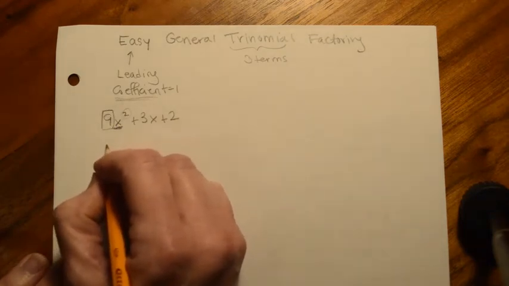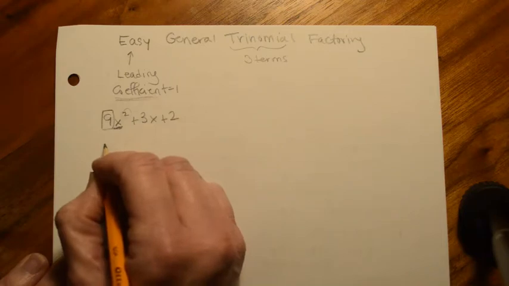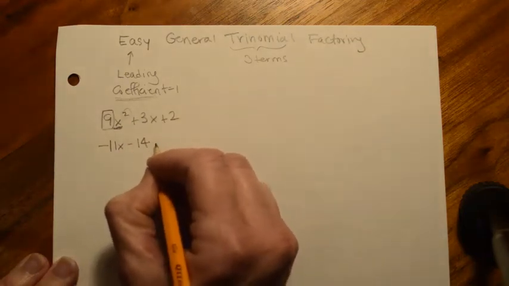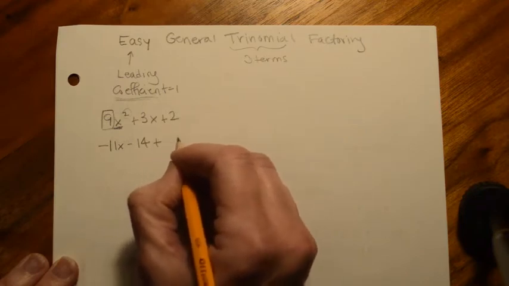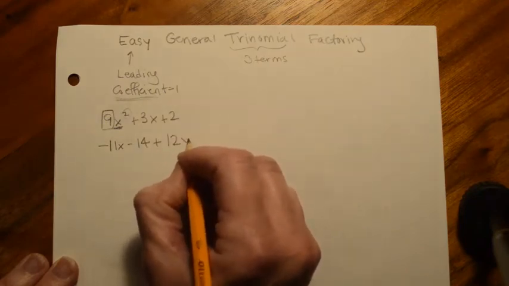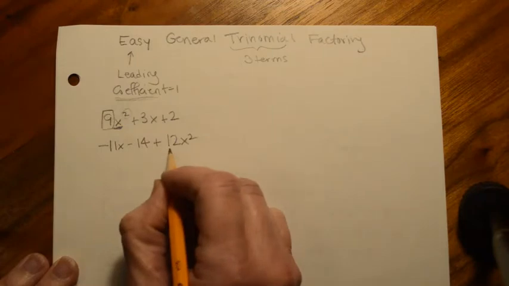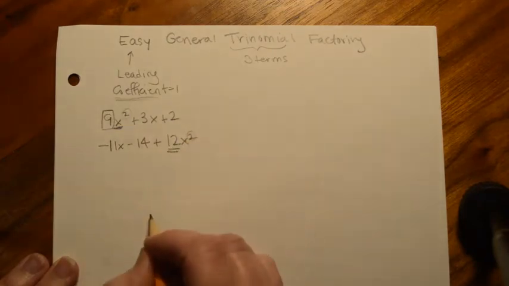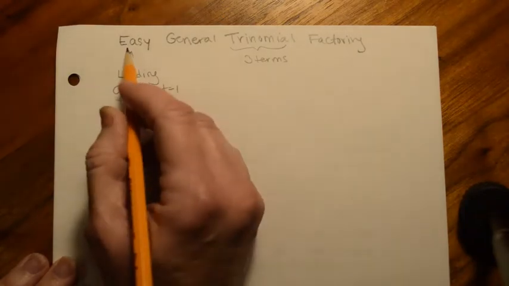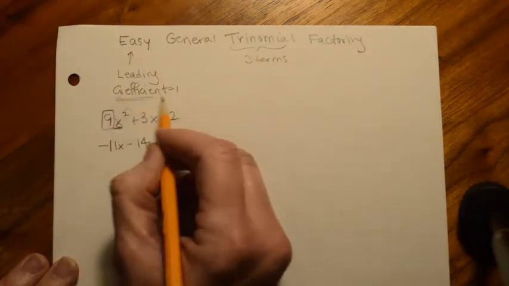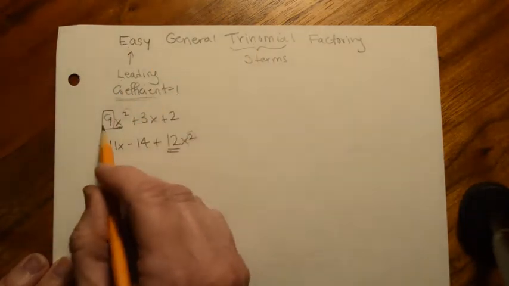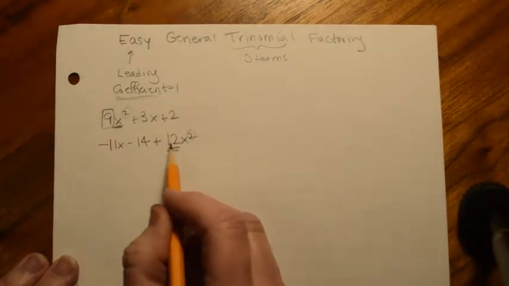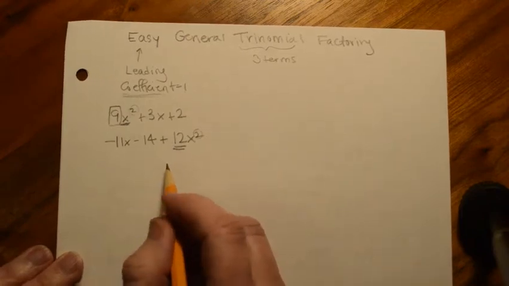So let's say if we did negative 11x minus 14 plus 12x squared. Again, I look for the variable that has the highest exponent. That's this guy. So this is the leading coefficient. So in an easy general trinomial, that leading coefficient must be 1. So neither of these is an easy general trinomial because its leading coefficient is something other than 1.